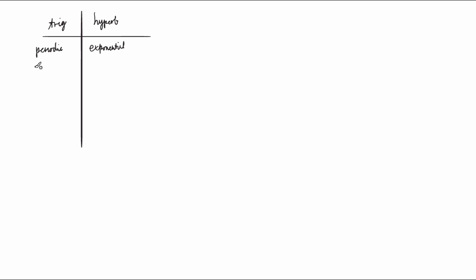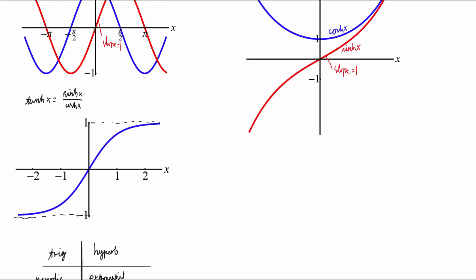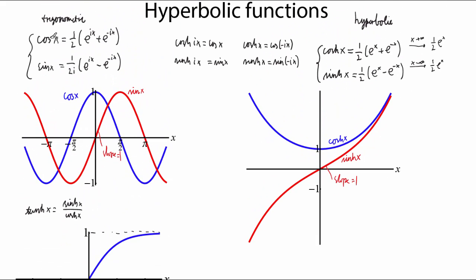Second, and this is something I didn't point out up here, cosine is an even function, and sine is an odd function. That doesn't depend on the presence of the i's here. So cosh is even, as you can see, and sinh is also odd, just like sine. So we have that.